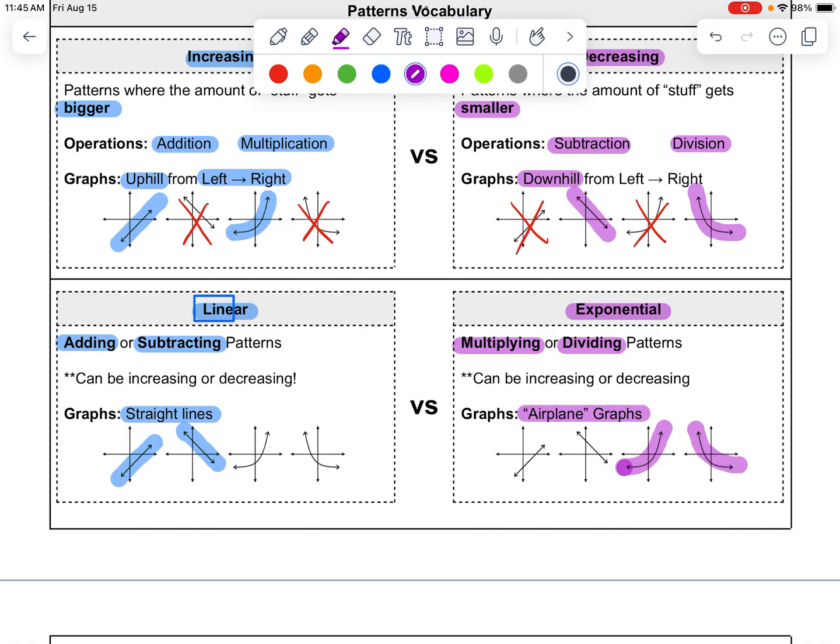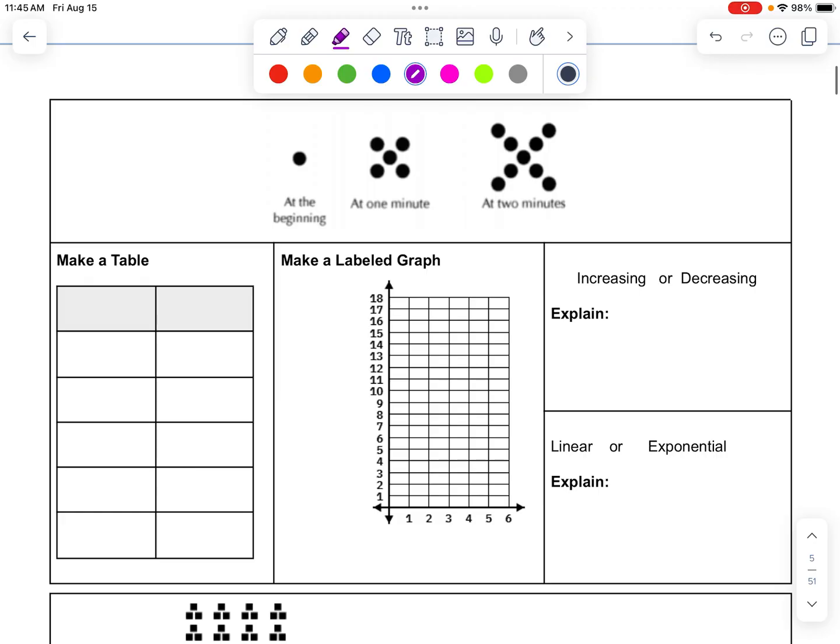Let's try a couple example problems. What's going to happen is I'm going to give you a visual pattern and you're going to do three things: make a table, make a graph, and then use some vocabulary. Let's start with the table. Remember, the input of the table is always going to be how often the pattern is changing. So in this example, at the beginning, we have 1 minute, and we have 2 minutes.